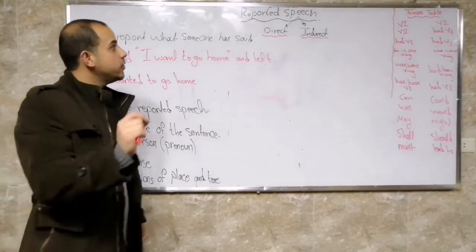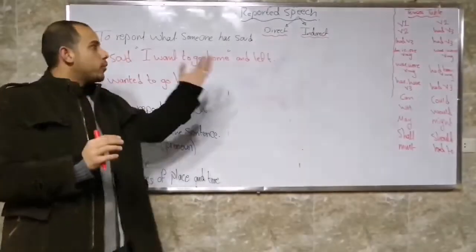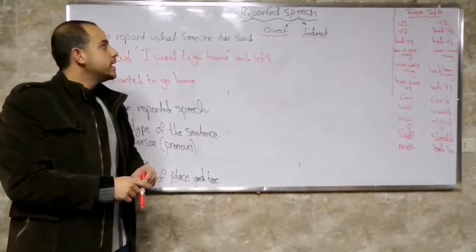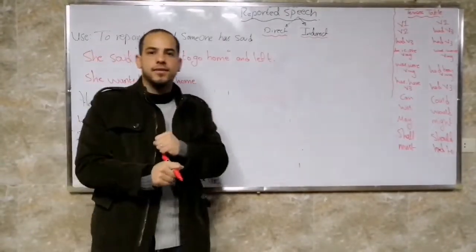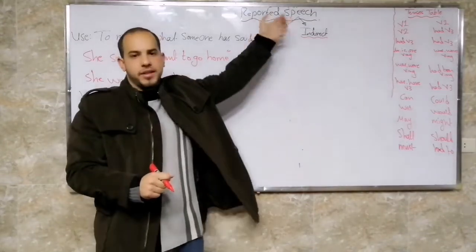Today we have a new English lesson. Today we are going to talk about reported speech. But before we move deeper, let us know how many parts we have for the speech itself. Actually, we have two types. The first one is direct speech.